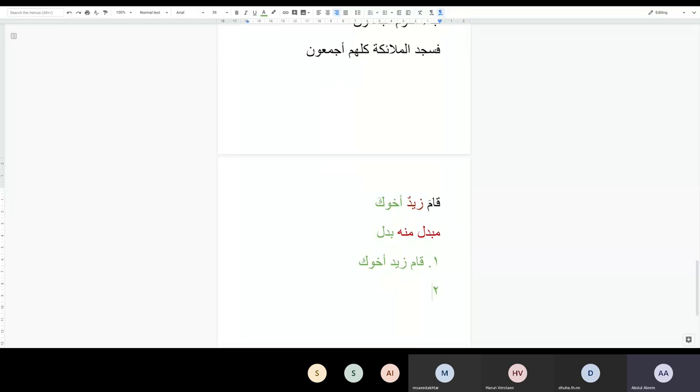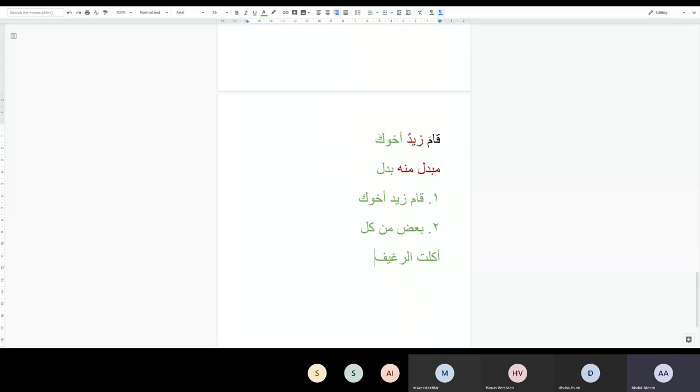Then we have badal al-ba'd min al-kull. So what is an example of this? Akaltu raghifa. When you say akaltu raghif, it implies you ate all of the bread or all of the loaf. Then you say nisfahu. Nisfahu comes and replaces the first part, but it doesn't replace the entire meaning. You still ate the bread, but only half of it. So you're replacing part of the meaning. So it is partial substitution, al-ba'd min al-kull. And it is mansub because of raghif: akaltu raghifa nisfahu.